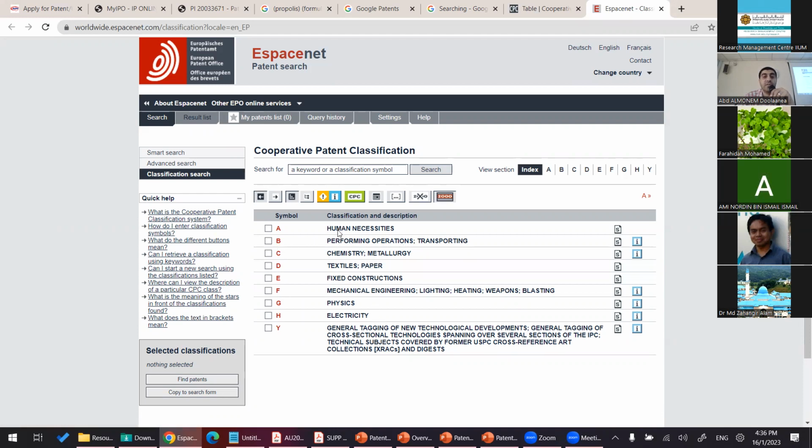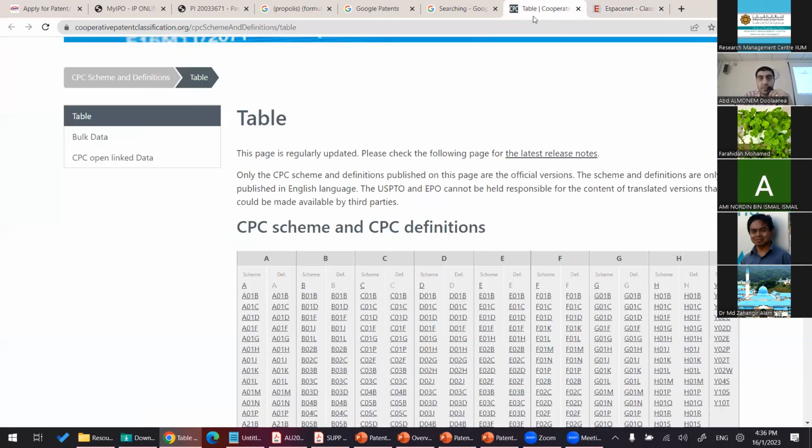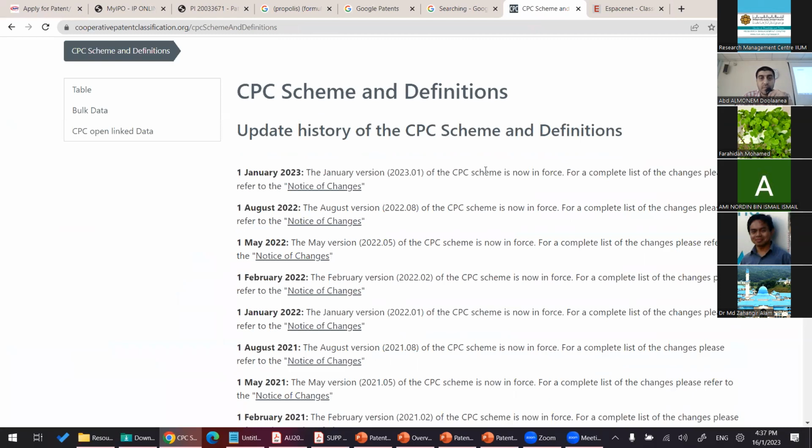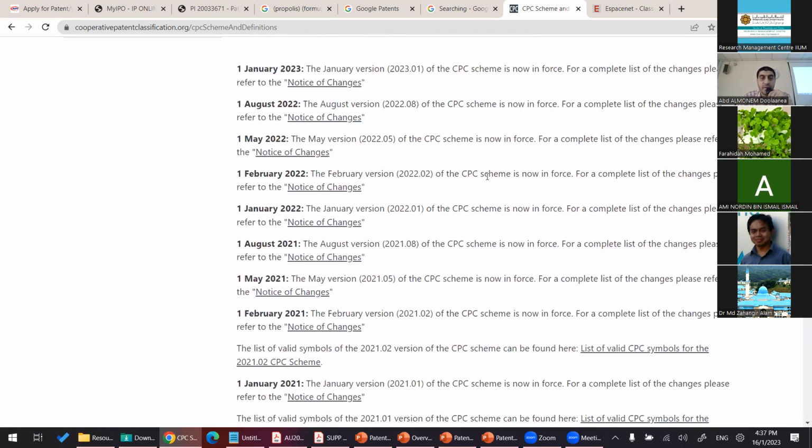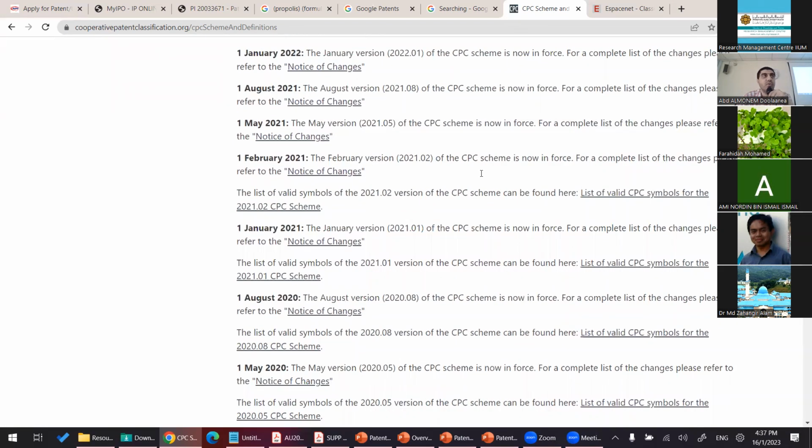Actually, you know how many classifications we have in total? I think 60,000. Under this one, there is a lot. By knowing the closest classification, you will find your prior art. I forgot how many, I think 60,000 something. But under each one, it has such a big tree.